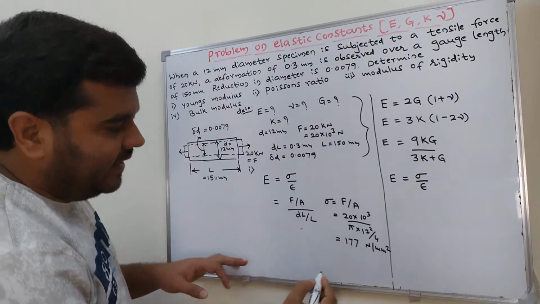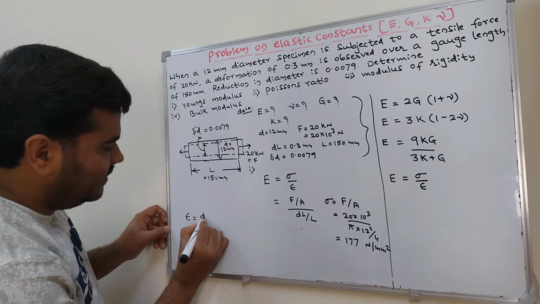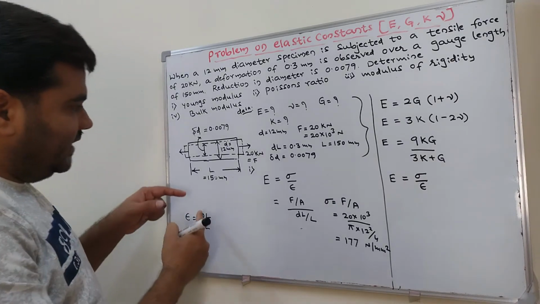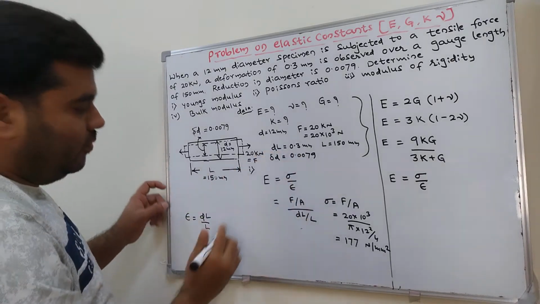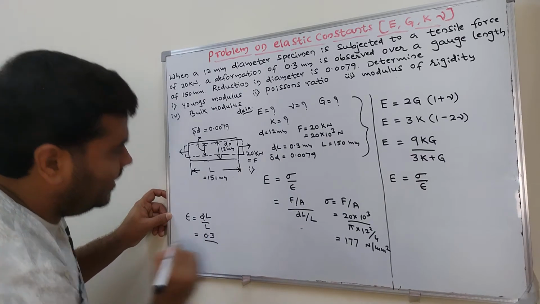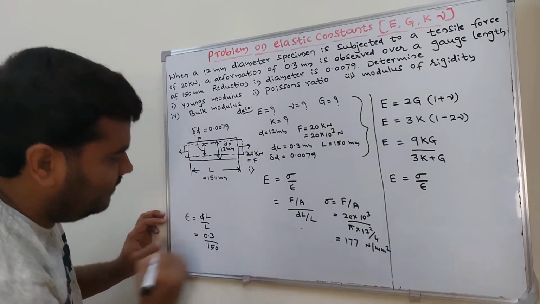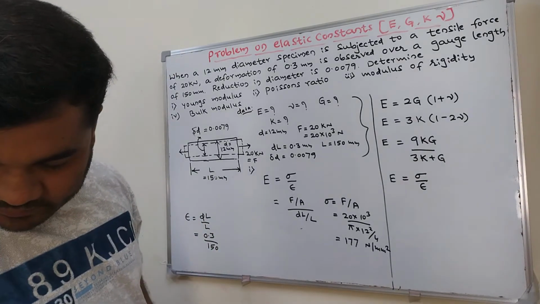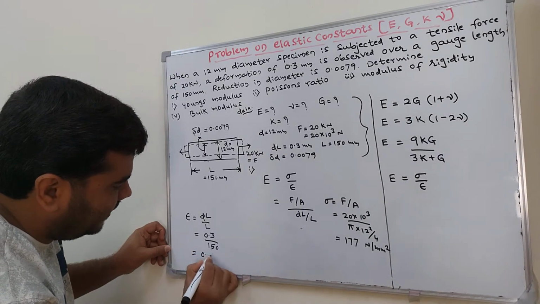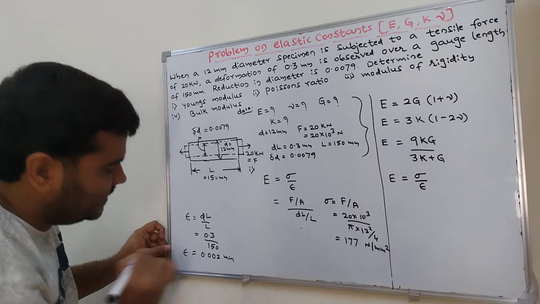Now strain, separately I will find out. Strain equal to change in length divided by original length. Change in length is 0.3 millimeter, divided by original length, 150 millimeter. So we will get 0.002. This is strain.